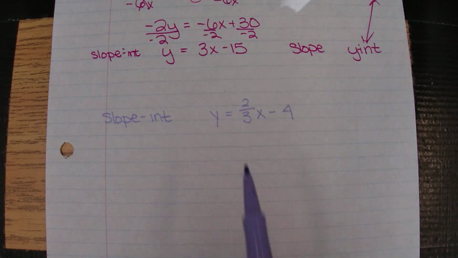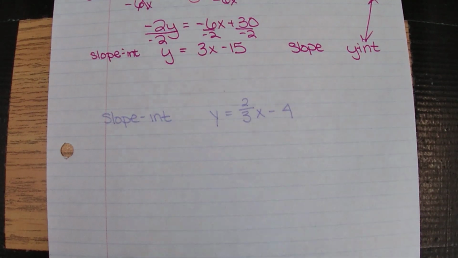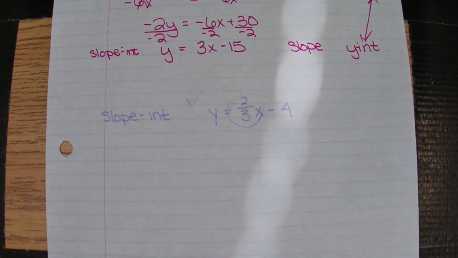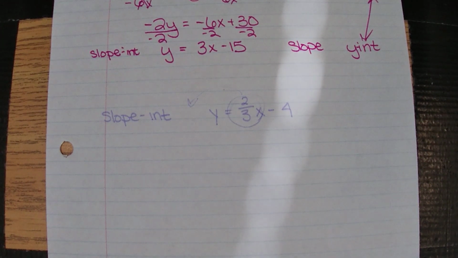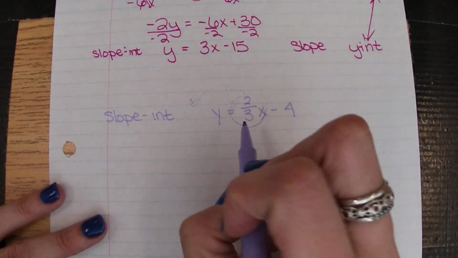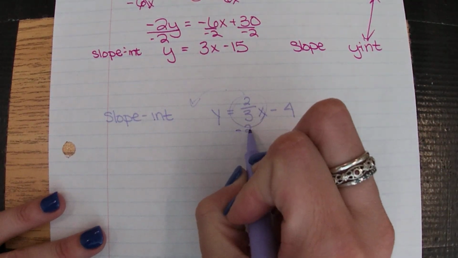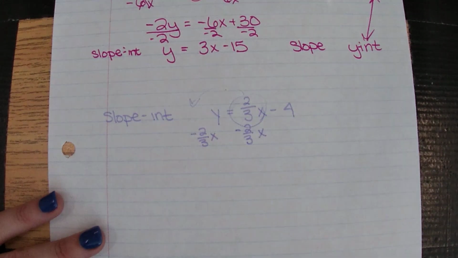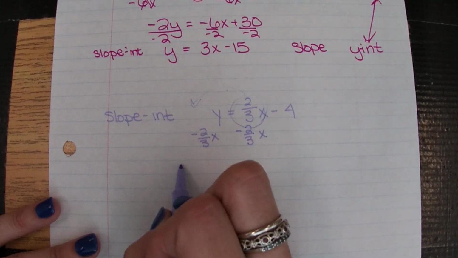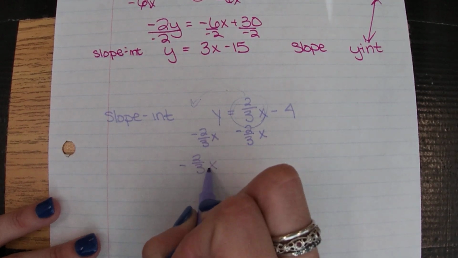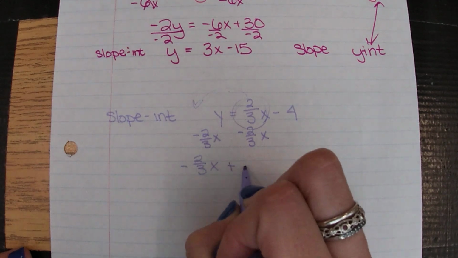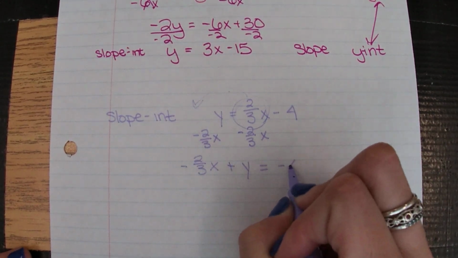In standard form, I want my x and y together, which means I want to get my x back over here with my y. So just like my normal solving skills, to move across the equal sign, I'm going to use the opposite sign. So I'm going to subtract this 2/3 x from each side. So I'm going to put my x first, right? Because in standard form, we want ax plus by equals c.